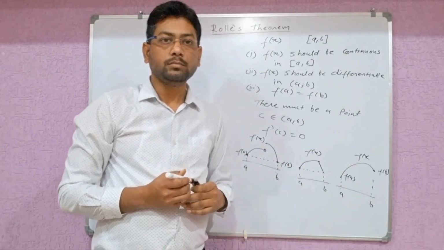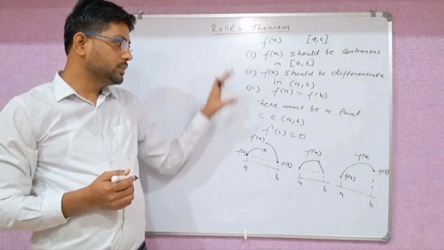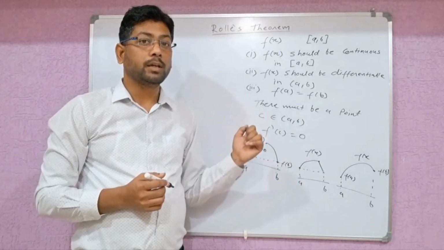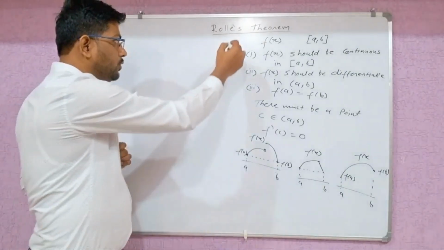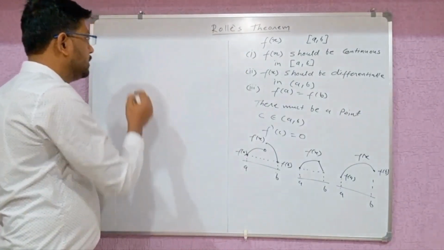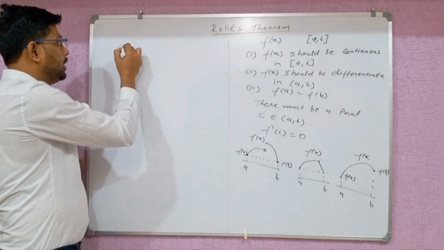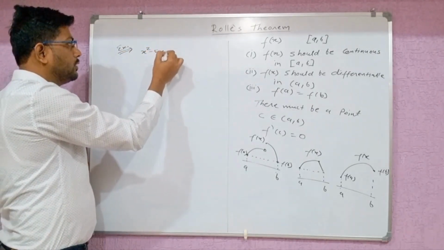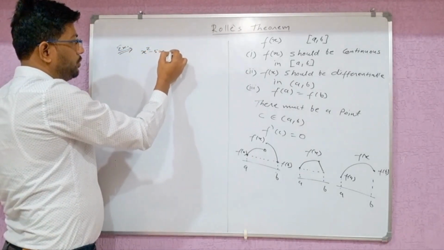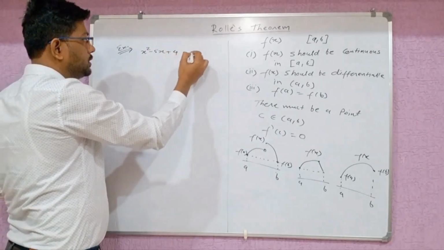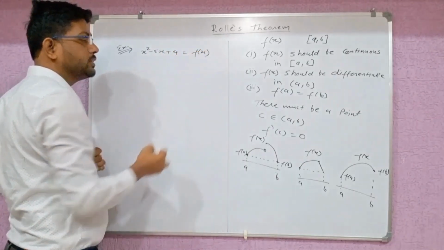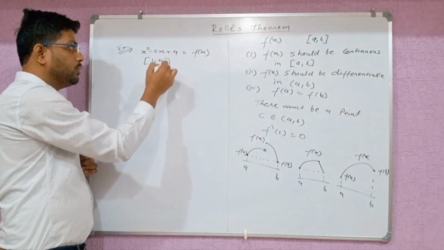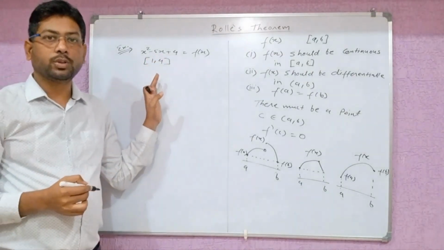So all these three conditions, when these are not satisfied, that we have seen. Now let's see when we'll apply this Rolle's theorem. For that let's take one example. x square minus 5x plus 4. Let's suppose this is the function f(x) we have been given and the interval given is 1 to 4. So we'll apply Rolle's theorem here.